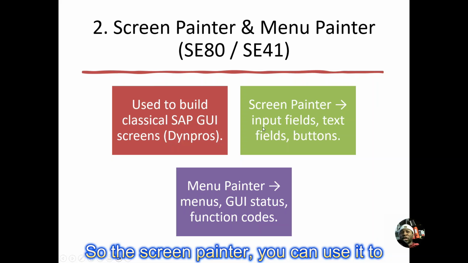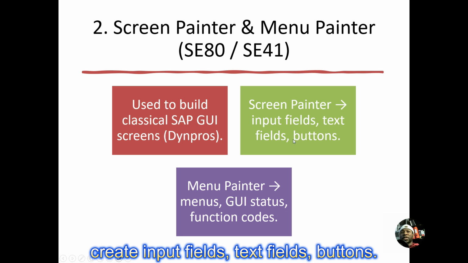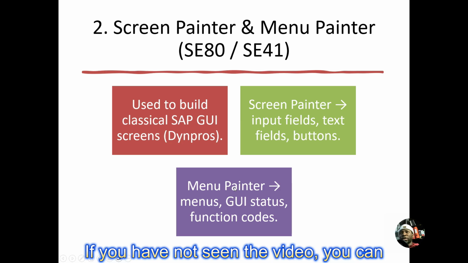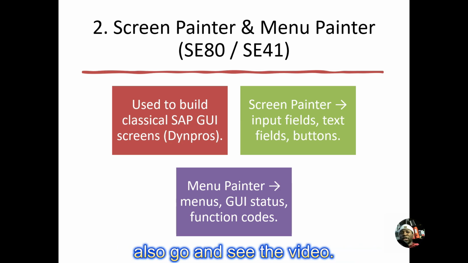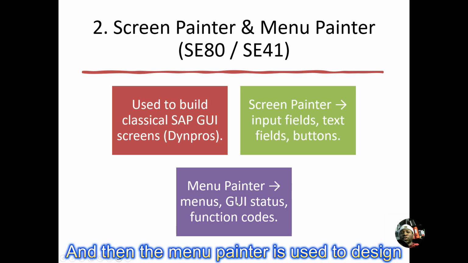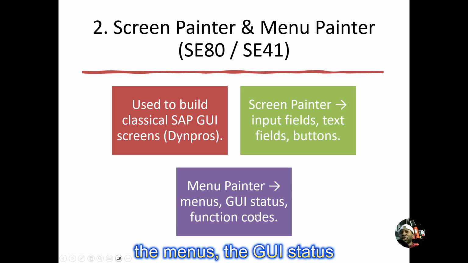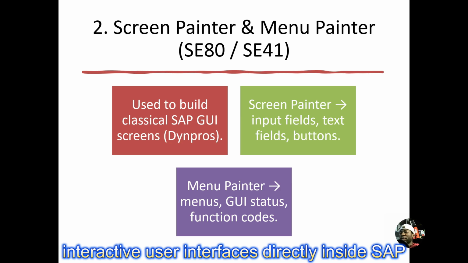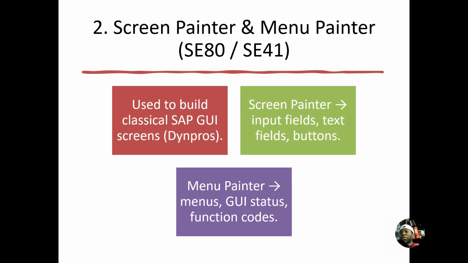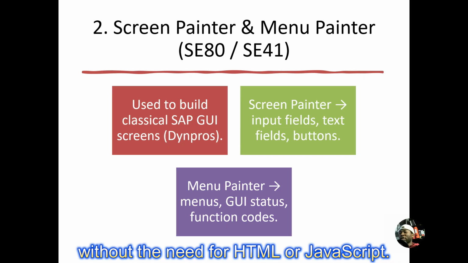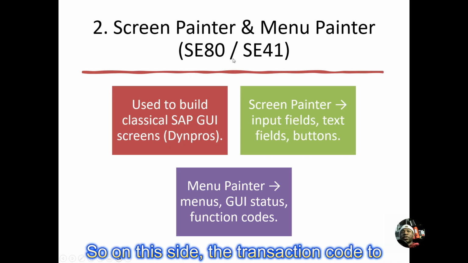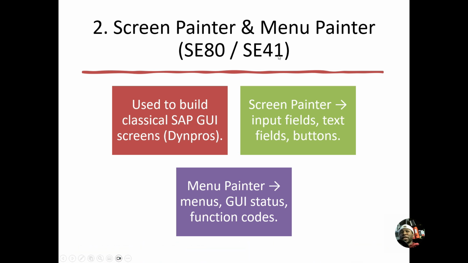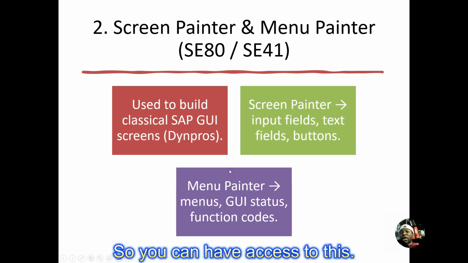So with the screen painter, you can create input fields, text fields, and buttons, and we have also demonstrated the screen painter and the menu painter. If you have not seen the video, you can also go and see the video. And then the menu painter is used to design the menus, the GUI status, and the function codes. So these two tools allow you to create interactive user interfaces directly inside SAP without the need for HTML or JavaScript. So everything is done visually. And these are the transaction codes to access them: SE80, the object navigator, or SE41, the menu painter.